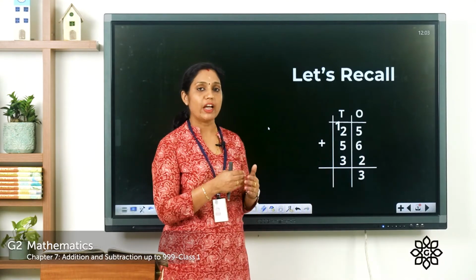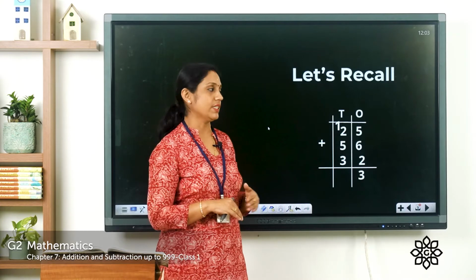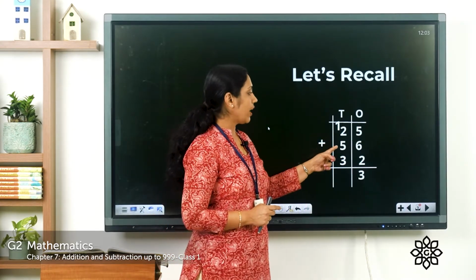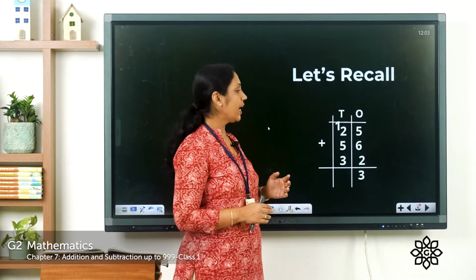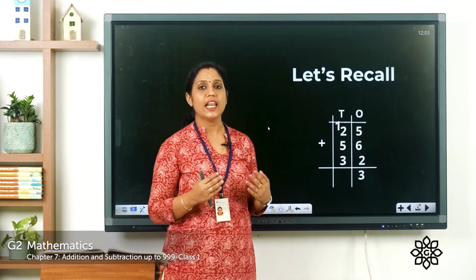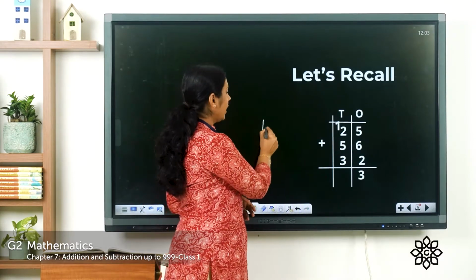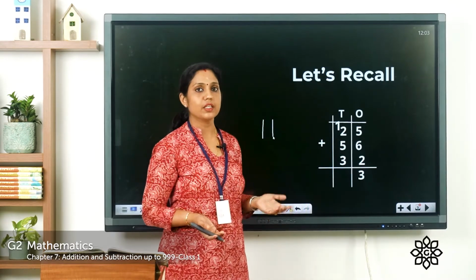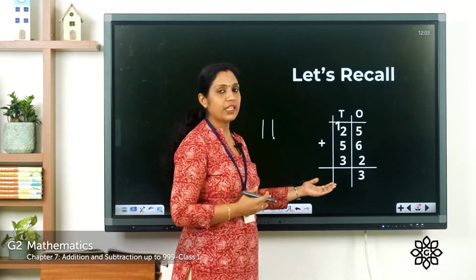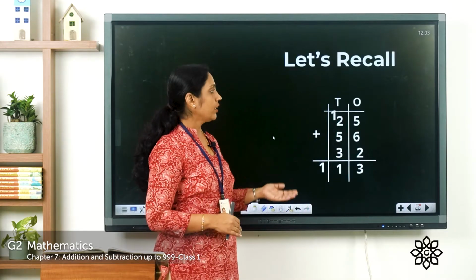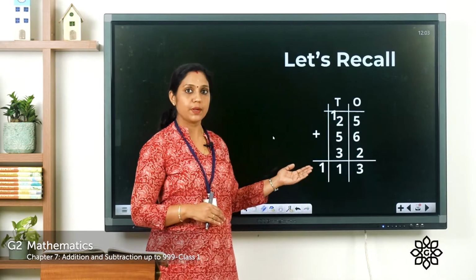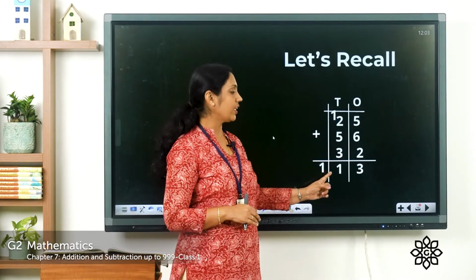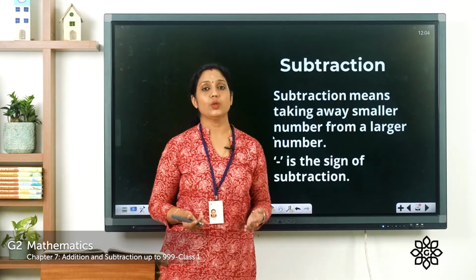Now that 1 also we have to add with the numbers in the tens place. So 1 plus 2 is equal to 3. 3 plus 5 is equal to 8, and 8 plus 3 is 11. Here there is no other number in the hundreds place, so you can write that number in the answer. So for 25 plus 56 plus 32, the answer is 113, or we can say that this 113 is the sum. Now let's learn what is subtraction.